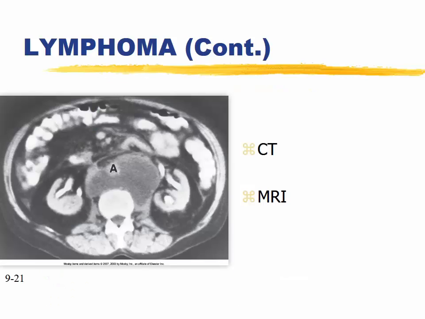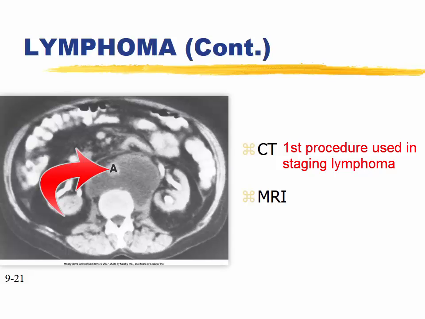CT of the chest, abdomen, and pelvis is generally the first imaging procedure in staging lymphoma, especially non-Hodgkin's lymphoma, which tends to produce bulky masses. In this image, we're looking at an anterior displacement of the abdominal aorta away from the spine caused by a lymphoma.